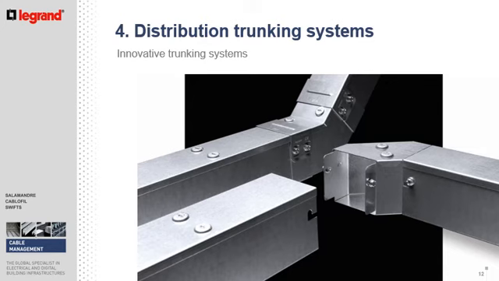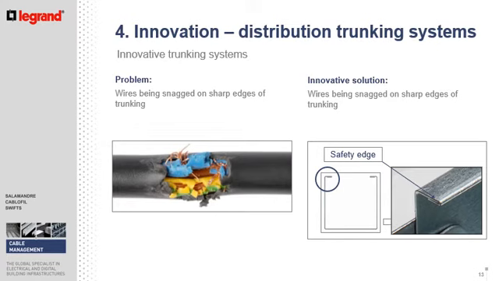Section 4. Distribution trunking systems. As single insulated cable is one of the most commonly used cable types in the UK, trunking is widely used in many types of projects. Where there is the possibility of single insulated or non-sheathed cables being used, trunking must be specified to comply with the wiring regulations.